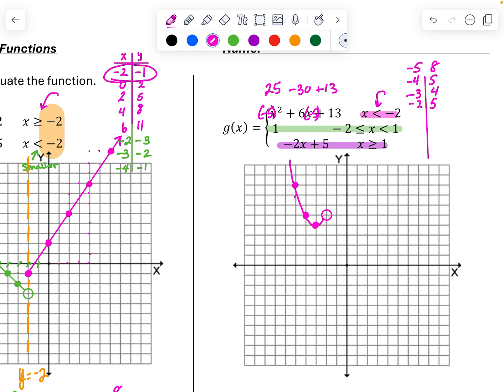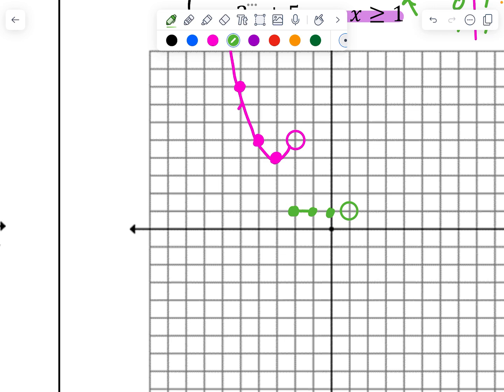So that's my quadratic. Excellent. All right, now I want to do negative 2. That's going to give me the point negative 2, 1. And if I use negative 1, that's going to get me 1. And if I use 0, that's going to get me 1. And if I use 1, that's going to get me 1. And that one needs to be open, because that right there is an inequality. So I have this little bitty line segment right here.